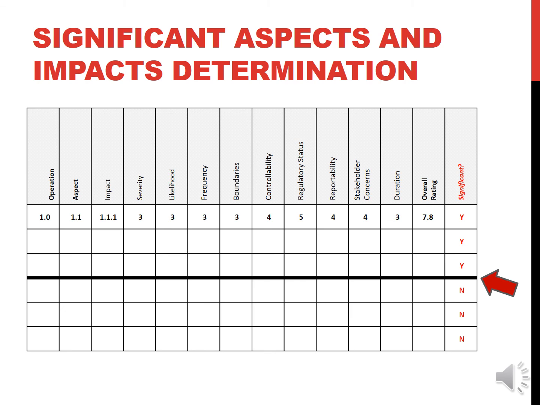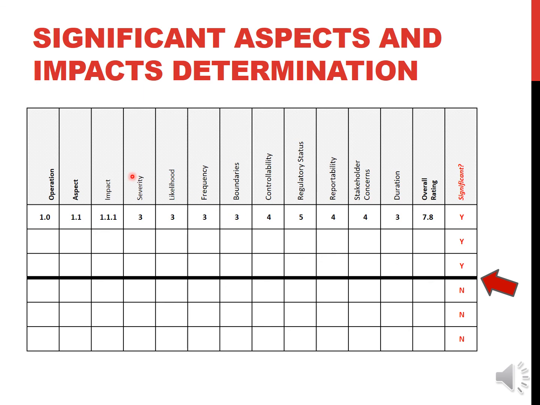The key here is that you're going to draw a line. What is significant and what's not? You're going to have to decide, based on the overall rating and how you derive this, which aspects and impacts are significant. And so those are the ones that are going to be managed. But this is really the important part of this analysis, is where you draw this line.